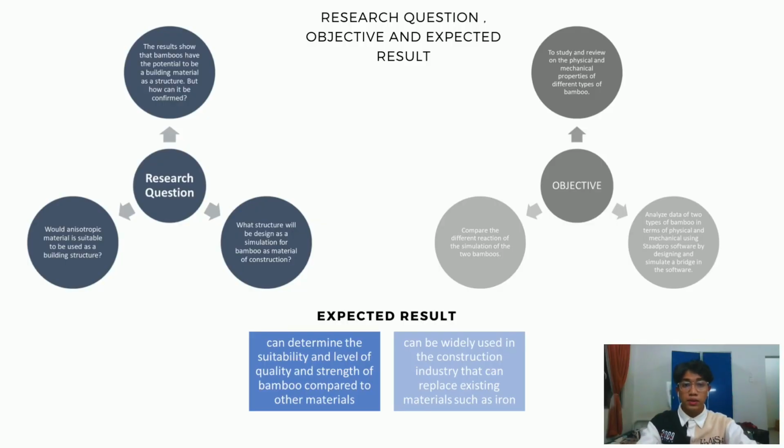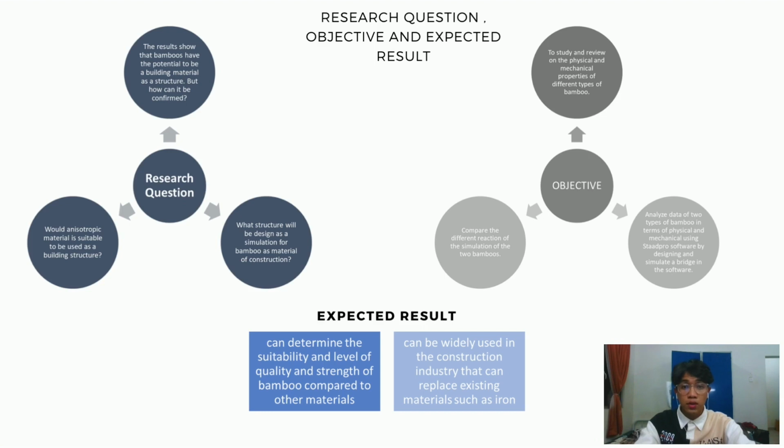Okay, next, for the part research question, objectives and expected result. I will explain first about research question. For number one, the results show the bamboo have the potential to be a building material as a structure, but how can it be confirmed? And number two is whether wood and tropic material is suitable to be used as a building structure. And lastly is what structure will be designed as a simulation for bamboo as material of construction.